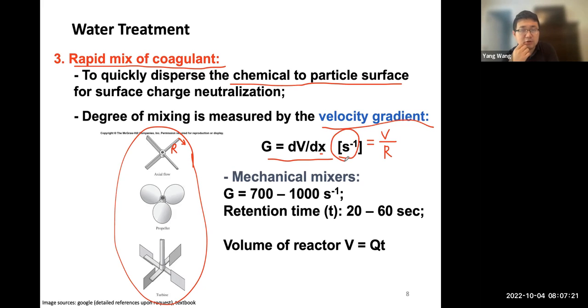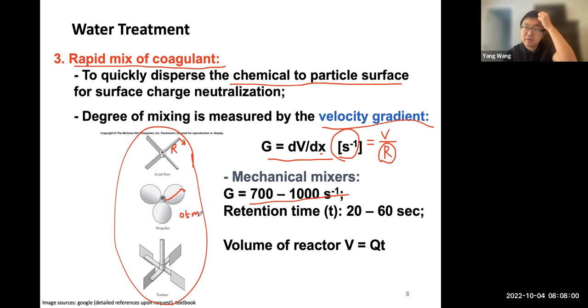Generally for the coagulator, we will use these mechanical mixers that have a velocity gradient of 700 to 1000 per second. So how large is this? An easy way to think about it is to find the size for this R here. Generally for propellers, even for smaller propellers, they will probably have a radius of half a meter. So let's say 0.5 meter.